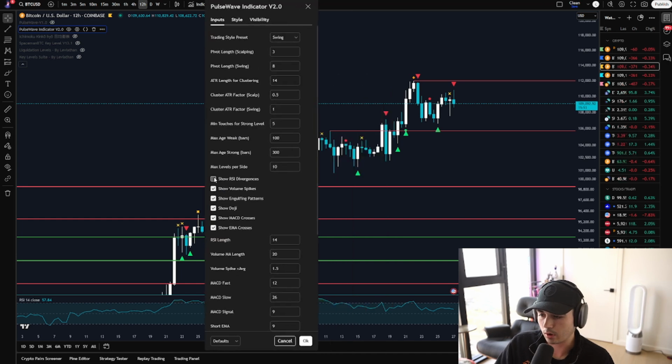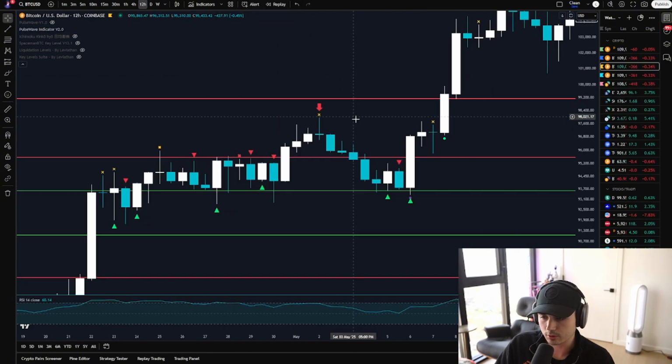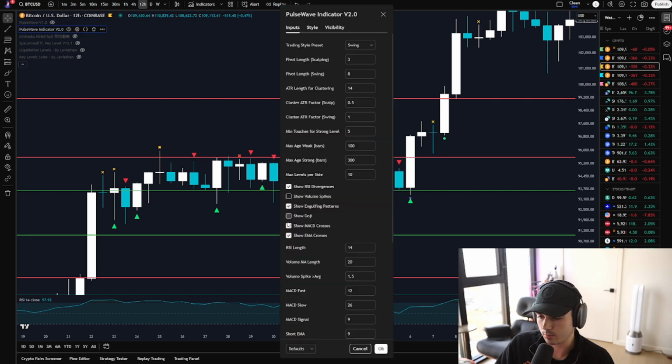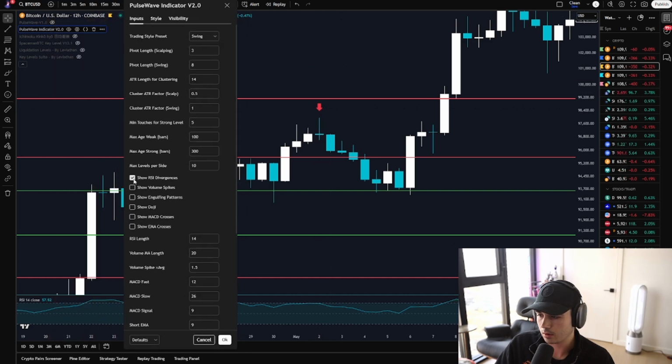You could see we have the show RSI divergences. So the RSI divergences, it's these little arrows that show at the top. You could see it shows an arrow, this specific one, and we'll turn them all off just so you could see them a bit better. So show RSI divergence right there. We have the volume spikes, so it'll show volume spikes. I have this on personally. I like that a lot.